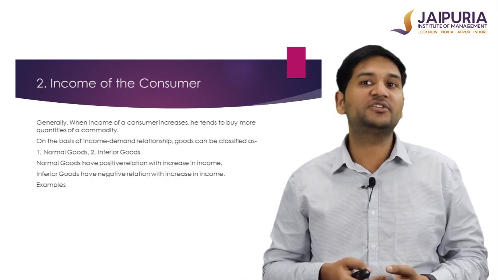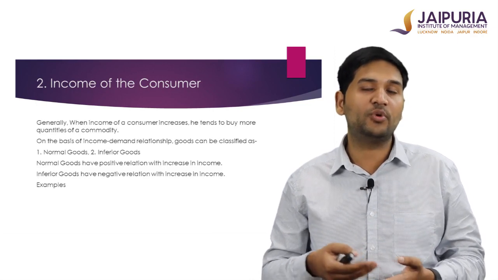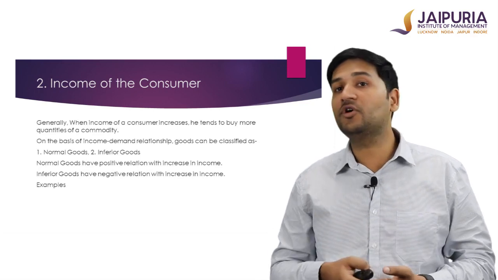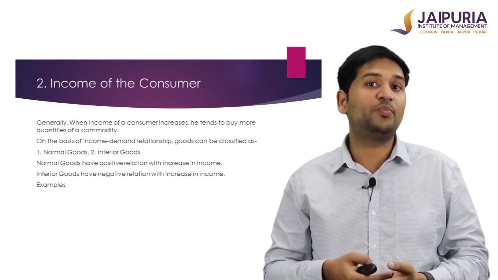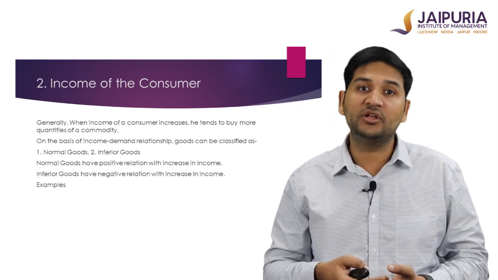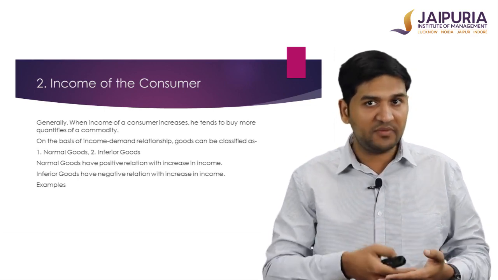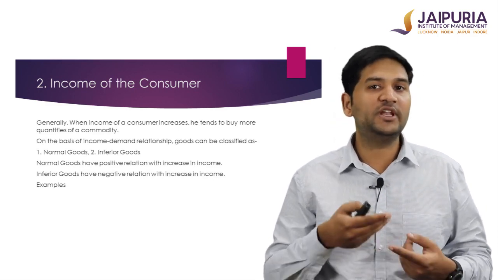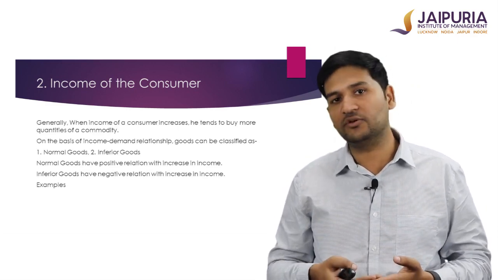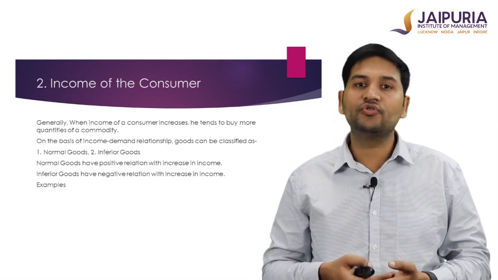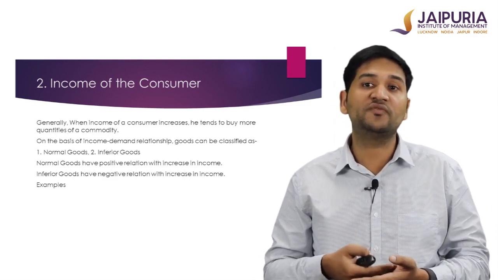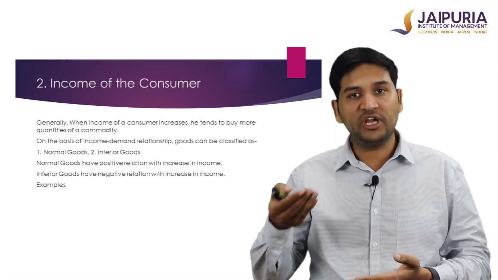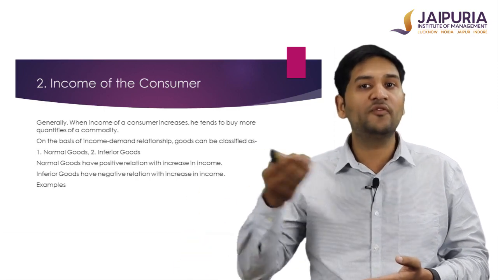Now, the second factor influencing demand, or quantity demanded, is income of the consumer. Generally, when income of a consumer increases, he tends to buy more quantities of a commodity. On the basis of this income-demand relationship, we can classify our goods in two parts. Number one is normal goods, number two is inferior goods. Normal goods are those goods which have a direct or positive relation with income. That is, when income of a consumer increases, he tends to buy more quantities of a normal good.